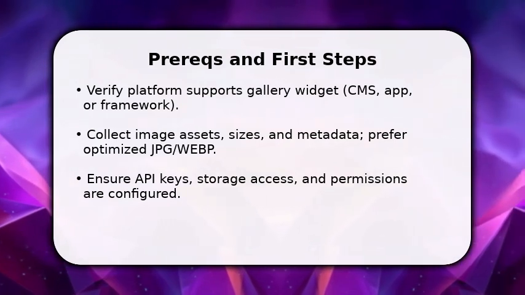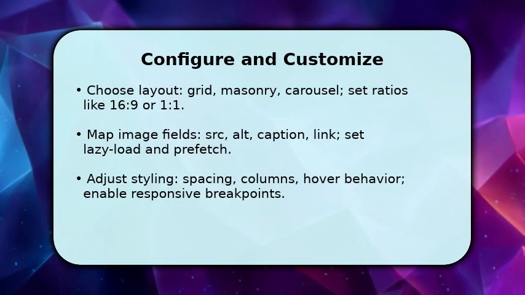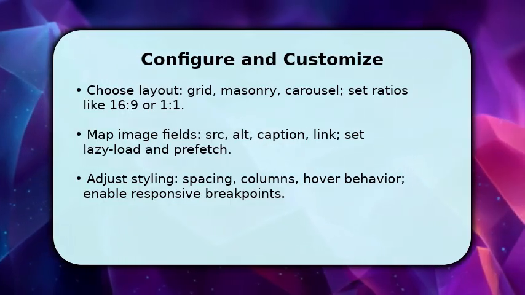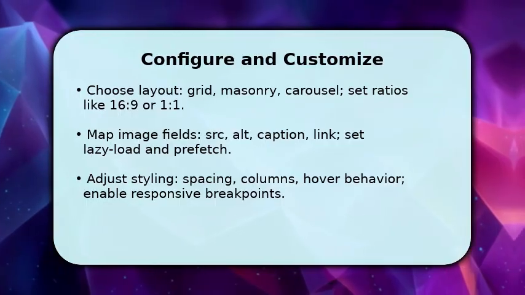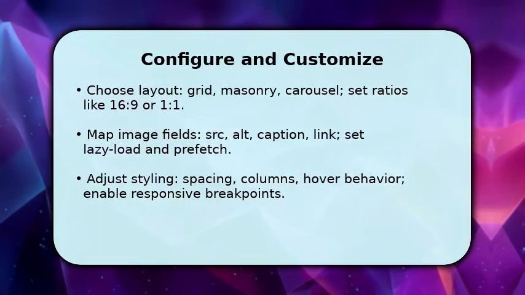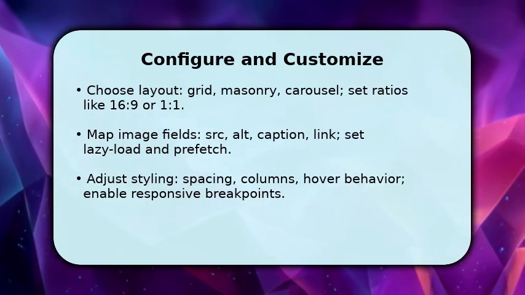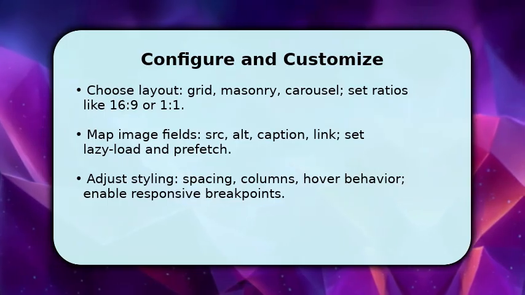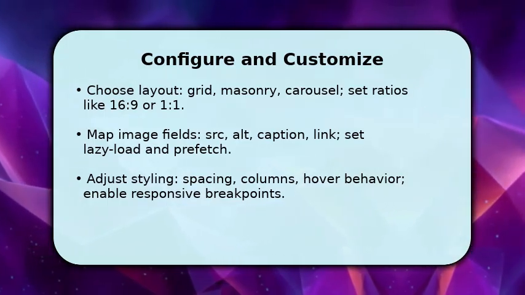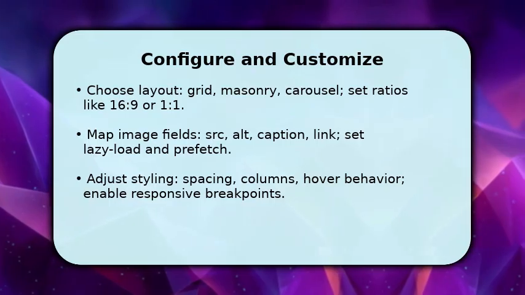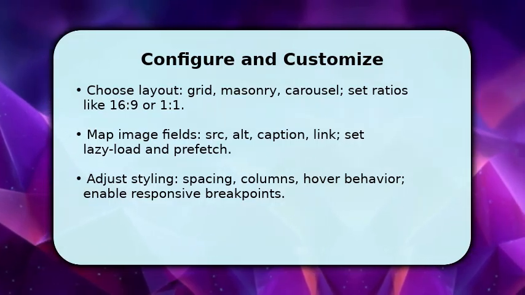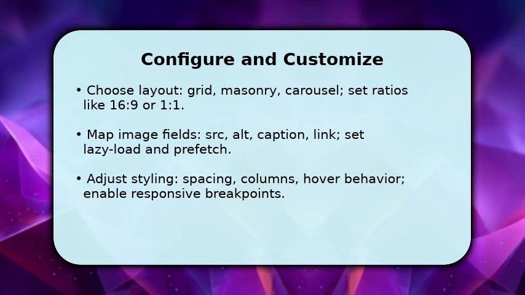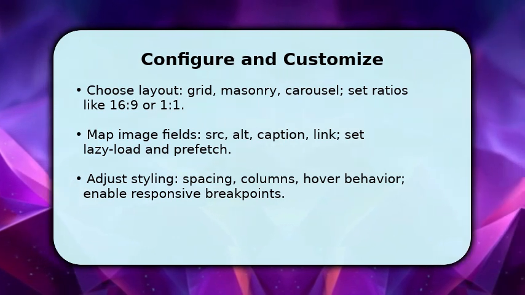Now you configure the widget. Select the layout, grid, masonry, or carousel, and set image ratios such as 16:9 or square for consistency. Map your data. Point the widget to src, alt, caption, and link fields so accessibility and SEO are preserved. Then fine-tune performance options like lazy load, prefetch, and thumbnail generation. Finally, adjust styling, spacing, column counts, hover effects, and define responsive breakpoints so the gallery adapts smoothly across devices.